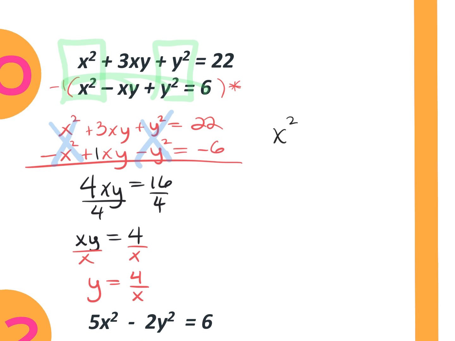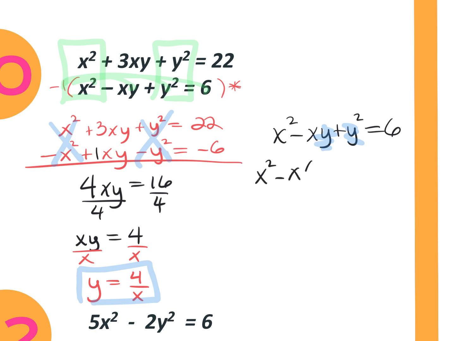My x squared minus xy plus y squared equals 6. I'm going to take out my y's, and I'm going to replace the y's with what I just found y equals. So I get x squared minus x times 4 over x plus 4 over x squared equals 6.